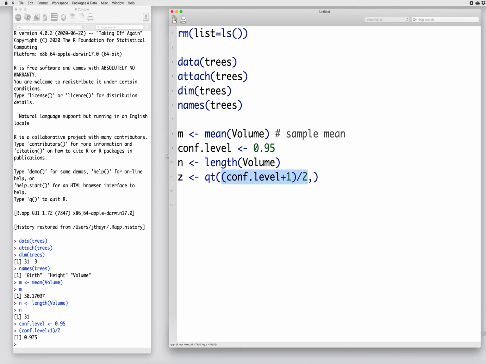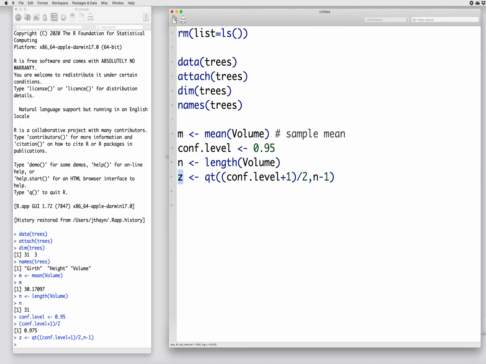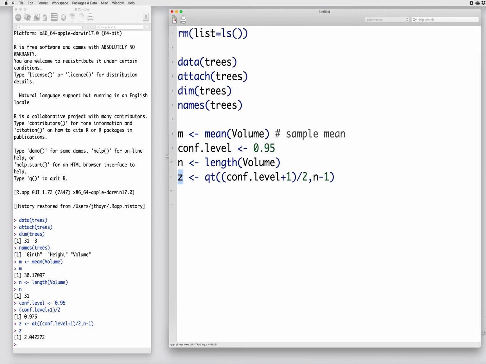I do it that way simply so that I don't have to remember that to get a 95% confidence, I need to put in 97.5%, or 0.975. To avoid doing the mental math, I just habitually type out 1 plus the confidence level divided by 2, with my sample size for my degrees of freedom. And so we are moving 2.042 standard deviations down the number line and up the number line from our sample mean. We're doing that not on the distribution of the volume variable itself, but on a normal distribution of estimates of sample means of volume.